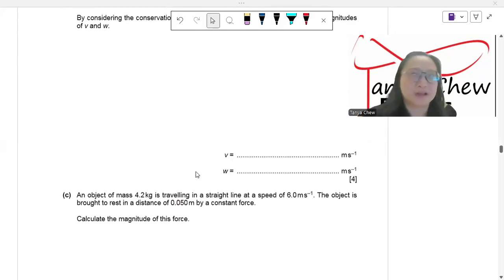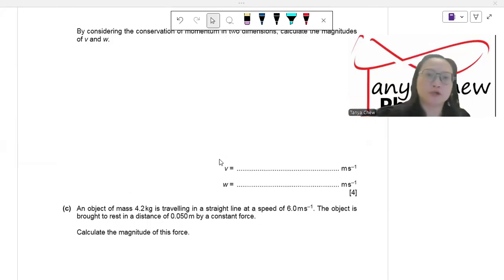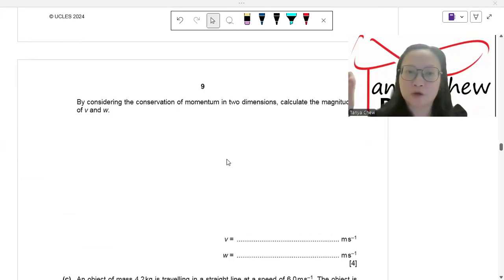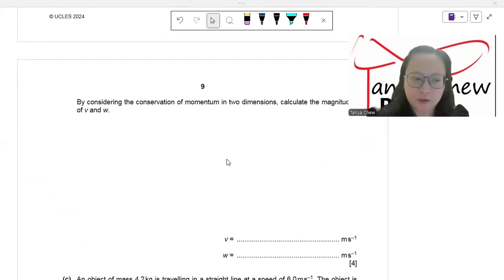Look at the marks given. It is 4 marks. Very demotivating, don't you think so? But it is worth it, right? So how do I do it? Since they already give you the clue, you have to resolve the momentum into 2 dimensions, x and y directions, to calculate your v and your w.